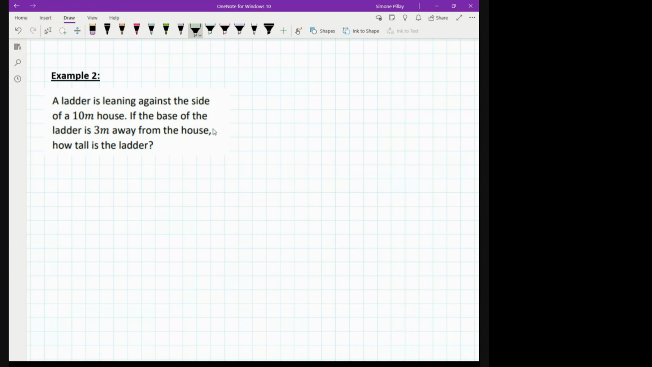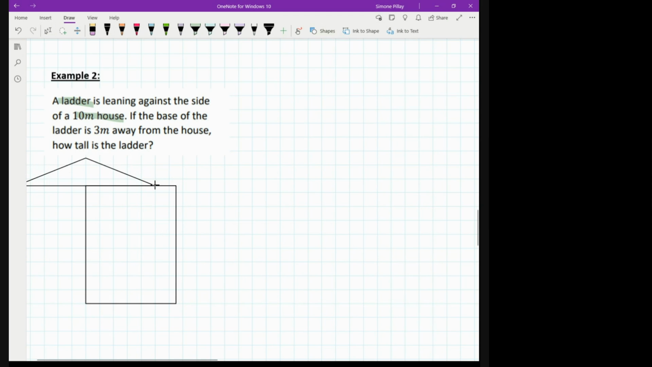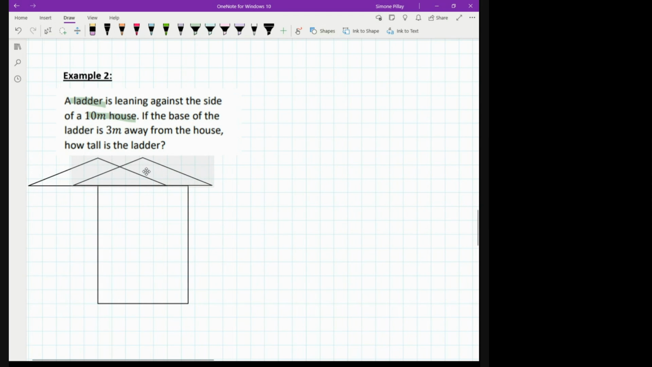It says a ladder. So we have a ladder leaning against the side of a 10-meter house. So let's draw a picture, okay? Let's stick to what I know, which is maths. I'm going to let this thing draw for me. I'm not going to be able to put a triangle on here. Okay, I have my little house, and then I have.